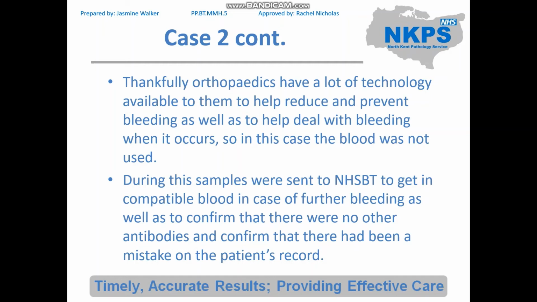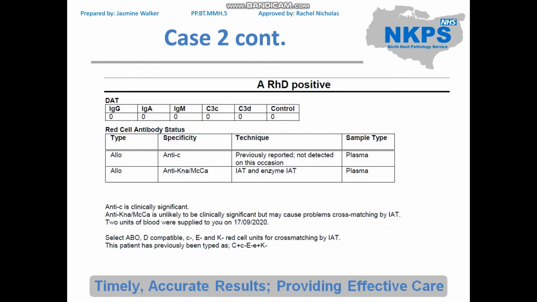Thankfully though, orthopedics have a lot of technology that's available to them to help reduce and prevent bleeding, as well as to help deal with the bleeding when it occurs. So they've got things like cell salvage, they'll use tranexamic acid. There's just a lot out there that orthopedics can use to prevent bleeding. So in this case, the patient did not need any of the blood.